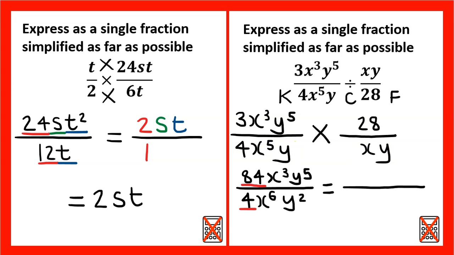84 and 4 are both divisible by 4. It goes in 21 times and once. X cubed and x to the power of 6 can both be divided by x to the power of 3, leaving you with nothing at the top and x to the power of 3 at the bottom. And lastly, y to the power of 5 divided by y to the power of 2 will leave us with y to the power of 3 at the top.